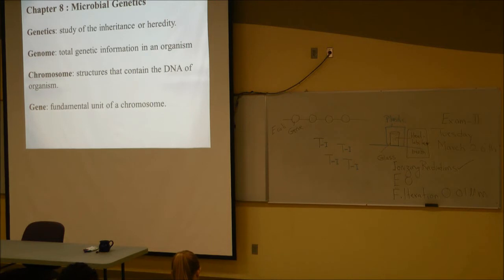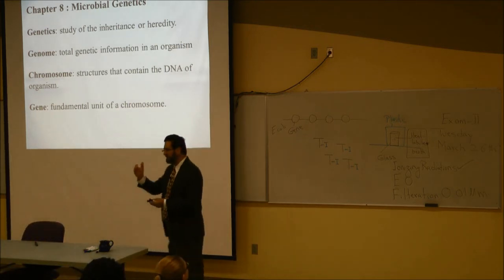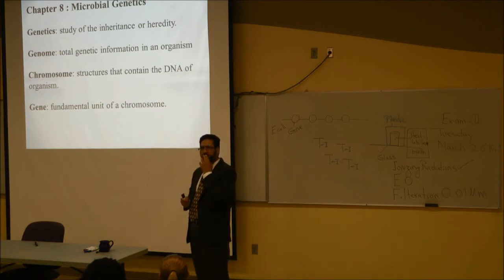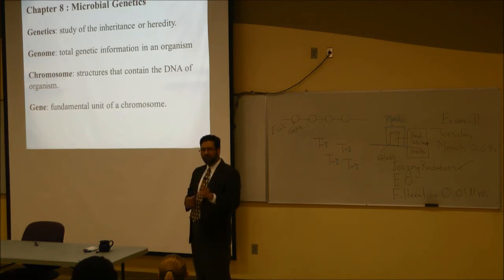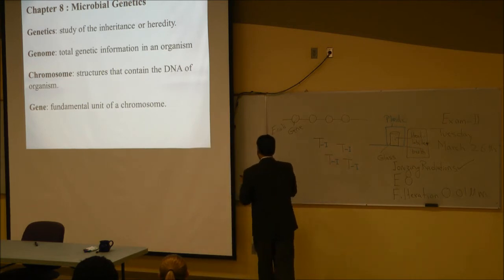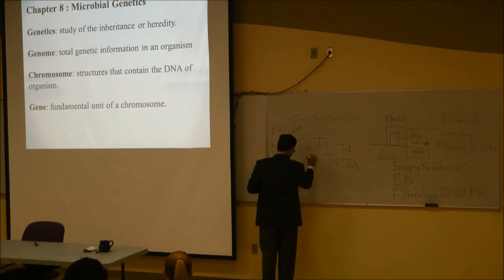Gene, fundamental unit of chromosome. What is gene made up of? DNA. What is DNA made up of? Let me start by saying this. Proteins are made up of what? Amino acids, excellent. Fats are made up of what? Fatty acids and glycerol. Polysaccharides are made up of monosaccharides. The fourth organic compound, nucleic acid, is made up of what? The building block of nucleic acid is? Nucleotide. This is the term you need to remember.